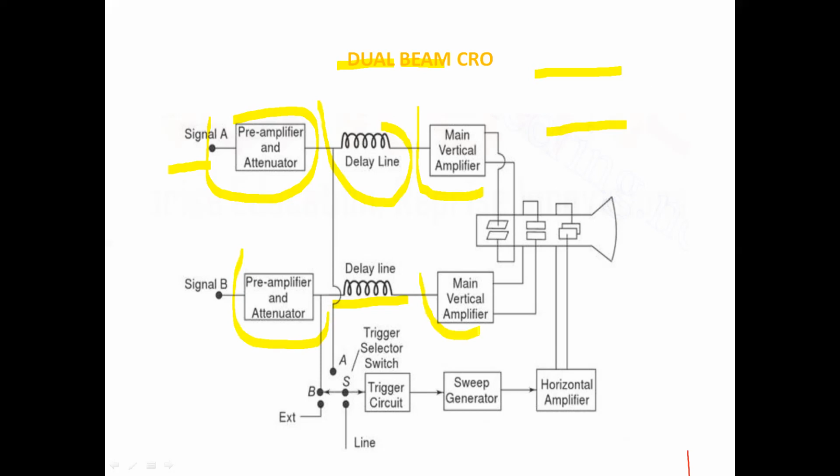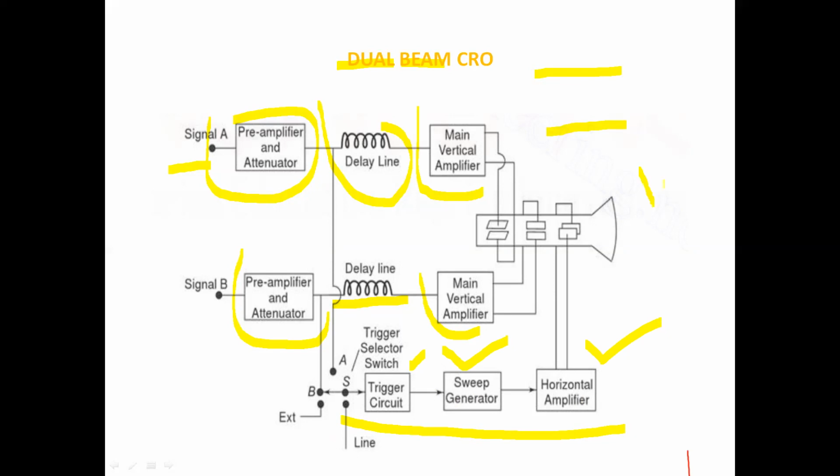Since there is a vertical amplifier, automatically the vertical amplifier must have a delay line, and also the pre-amplifier and attenuator. So there are two sets of pre-amplifier and attenuator, delay line and main vertical amplifier. But if we observe, there is only one horizontal deflection system. So one trigger circuit, one sweep generator, and one horizontal amplifier.